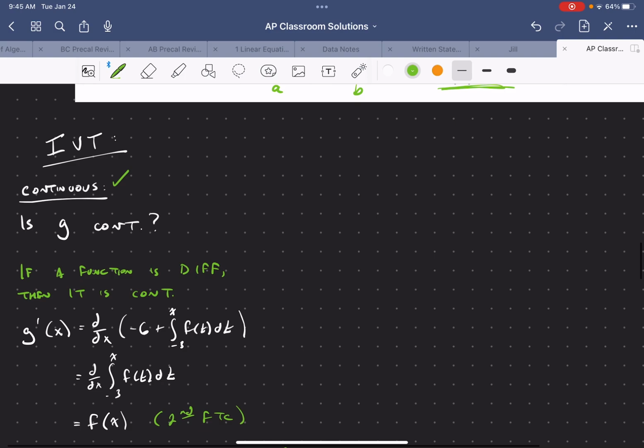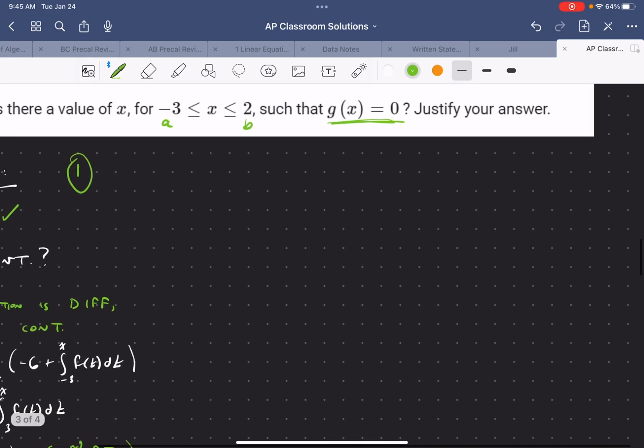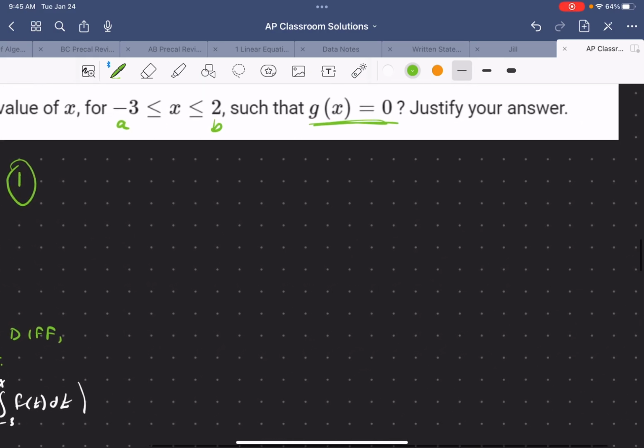So now that we've addressed that, that would be 1 point right there. You get a full point for doing that. Now that we've addressed that, we can actually finish the intermediate value theorem. So what we need to do is test the endpoints here.